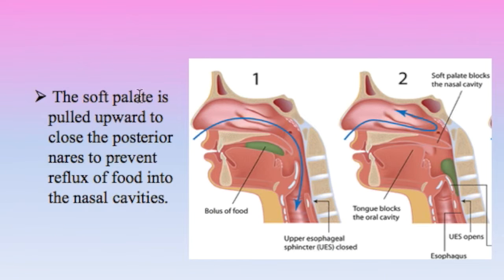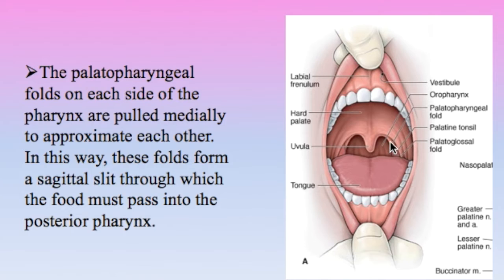The first movement is the upward movement of the soft palate in order to close the posterior nares. This will prevent the reflux of the bolus of food into the nasal cavities. The palatopharyngeal folds on each side are pulled medially in order to form a sagittal slit which guides the passage of the food into the posterior pharynx.